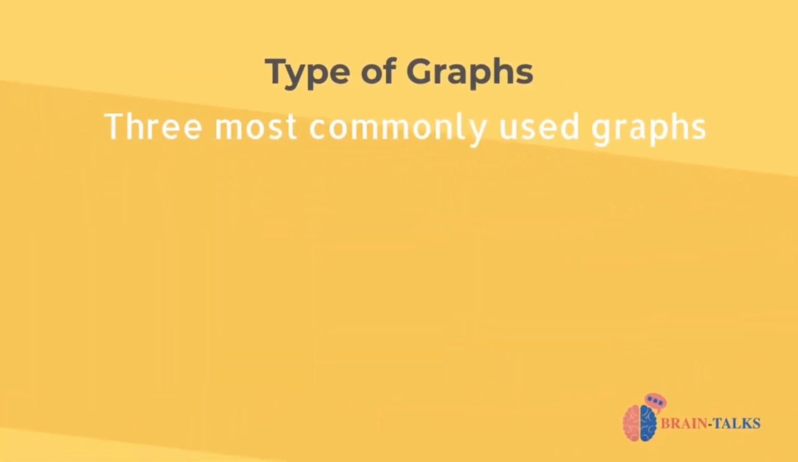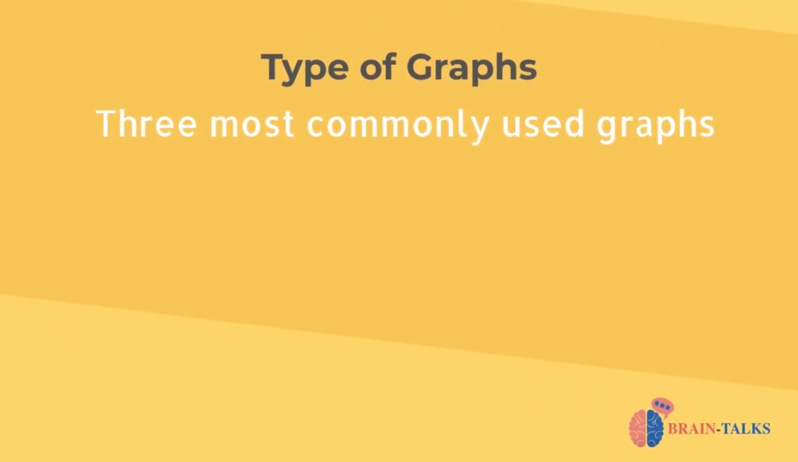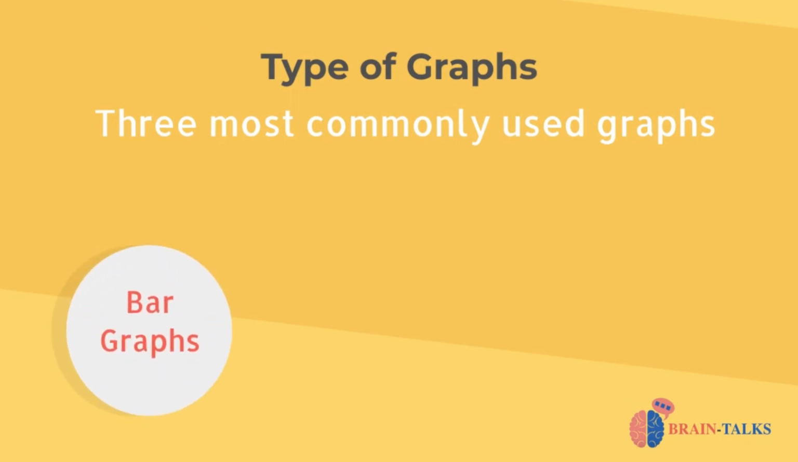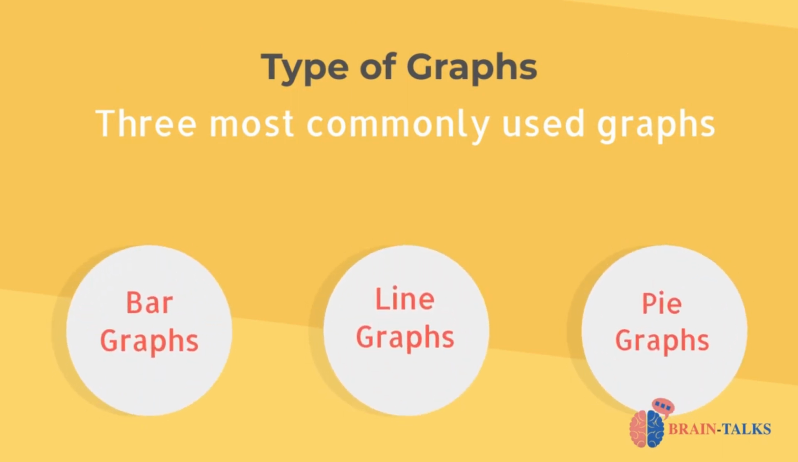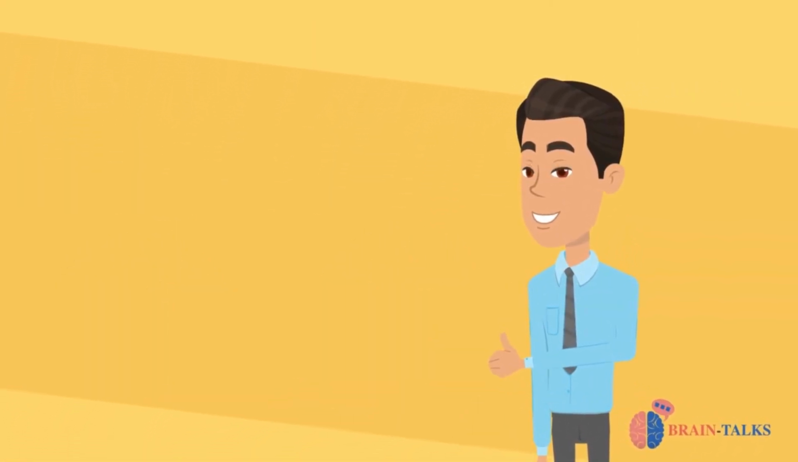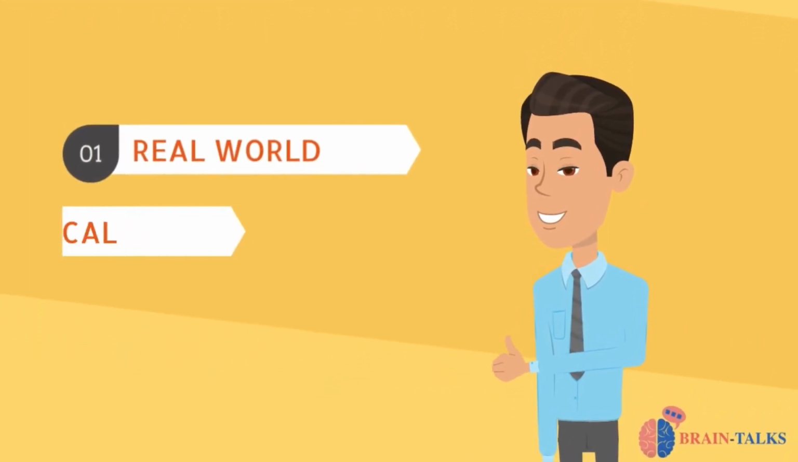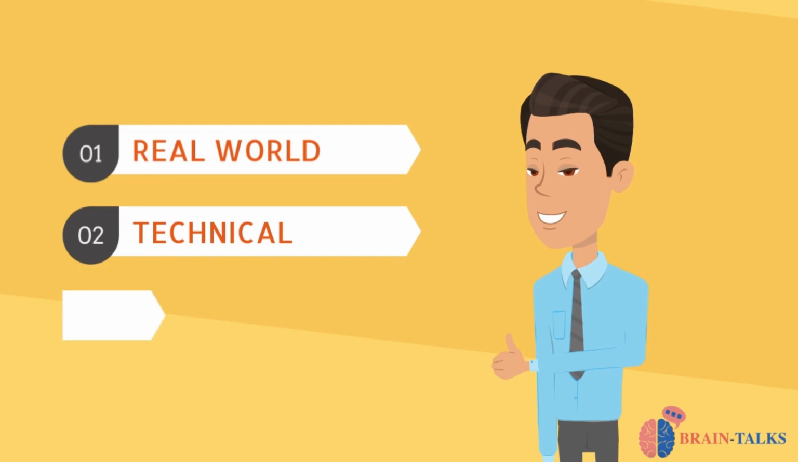Now let's discuss some types of graphs. In this tutorial I have covered the three most commonly used graphs: bar graph, line graph, and pie graph. To understand it better, let's discuss it with examples, from the real world, from a technical perspective, and from a code perspective.